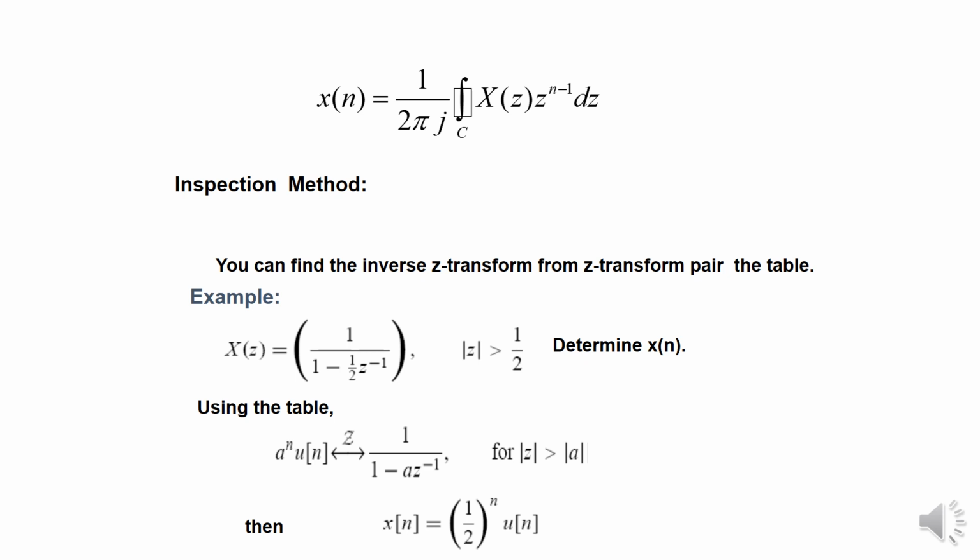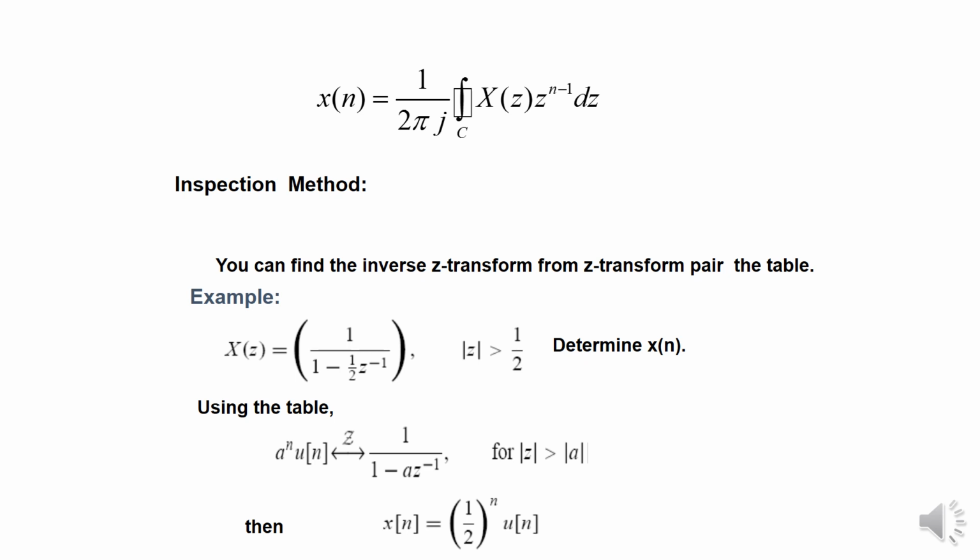So remember, when this region of convergence changes, the x[n], which is the time domain sequence, will change. So therefore, you always have to refer to the region of convergence as well when you are trying to find the inverse Z transform.